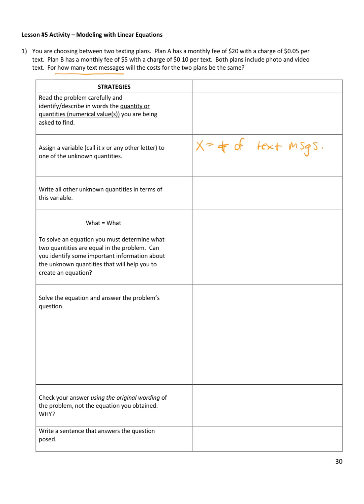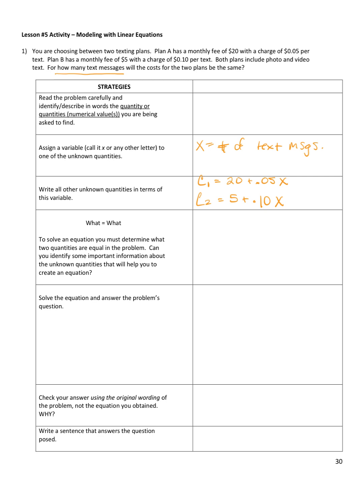Write all other unknown quantities in terms of this variable. So we're going to have cost for company 1, and that would be $20 plus 5 cents for every text message. So you multiply 0.05 times the number of text messages, which is X. And then cost for company 2 is going to be $5 plus 10 cents for every text message. So 0.1 times the number of text messages, and then add that to the 5.